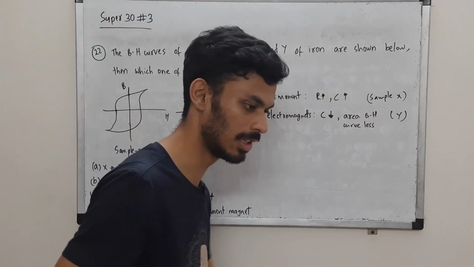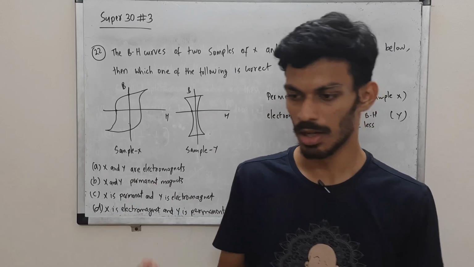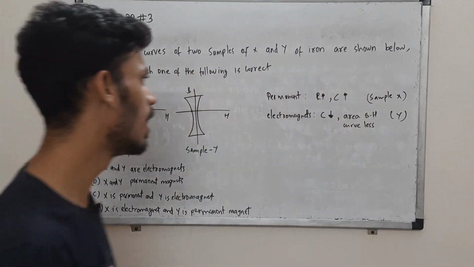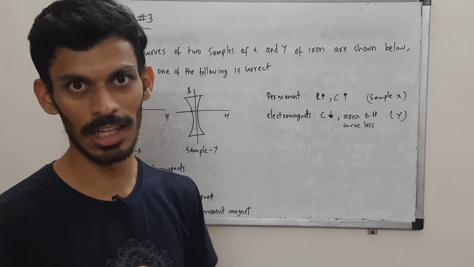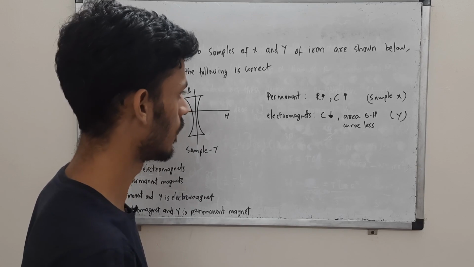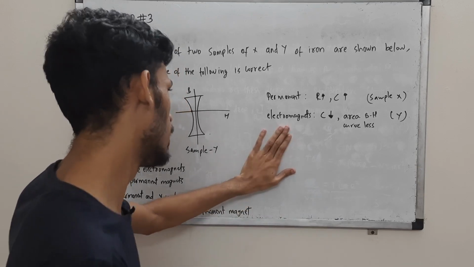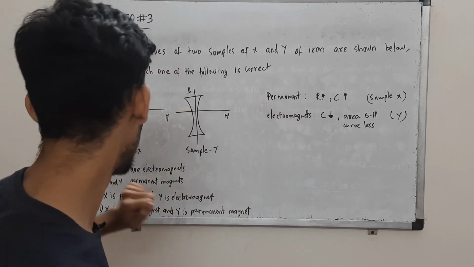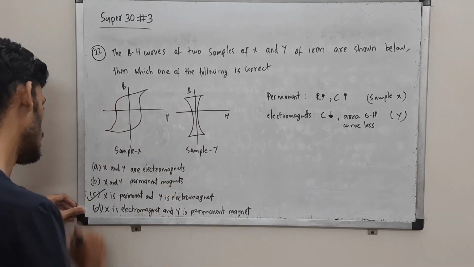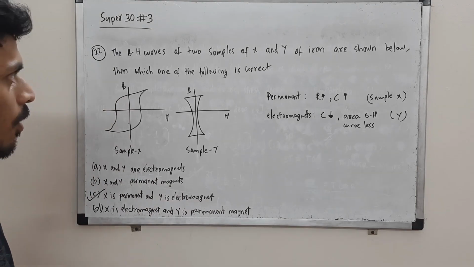Actually the area in the hysteresis curve corresponds to the energy dissipated per unit volume, right? So that should be less for an electromagnet, so it should not cause a lot of loss of energy. So here, sample X is a permanent magnet and sample Y is an electromagnet, which is option C. So that is correct. Over to the next question.